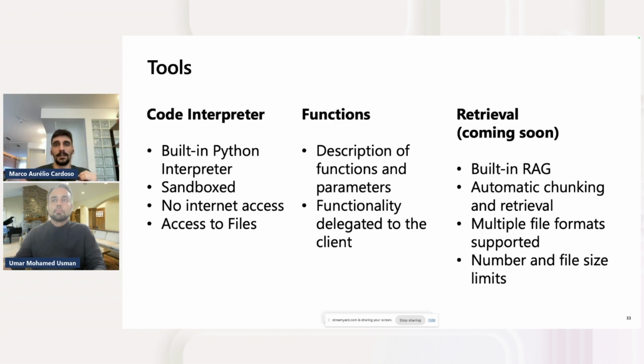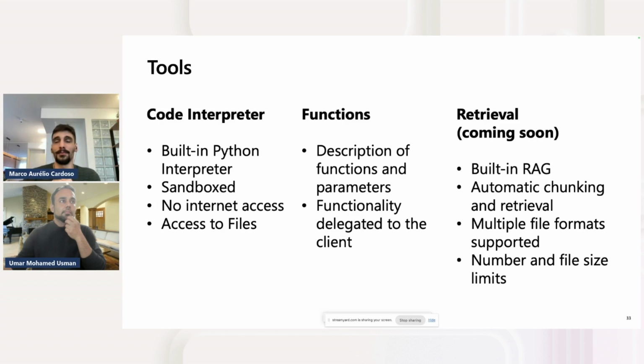For functions, function calling is not a resource that's specific to assistants. It's also available in completions. But it's basically an extensibility pattern where we allow the assistant to call into functionality of the client. So let's say we have a web app that implements all this functionality. We tell the assistant how to call that functionality, and it just delegates that to the app.